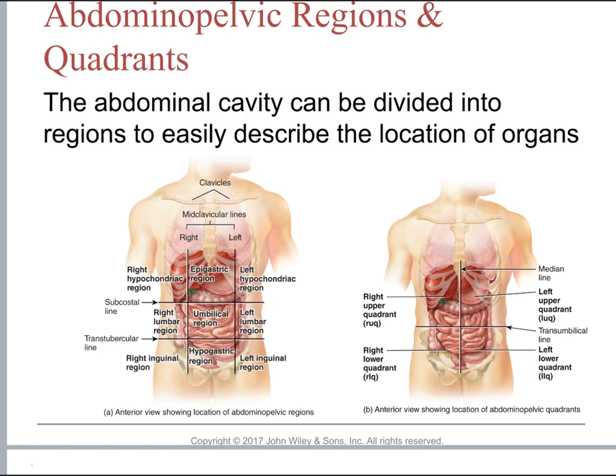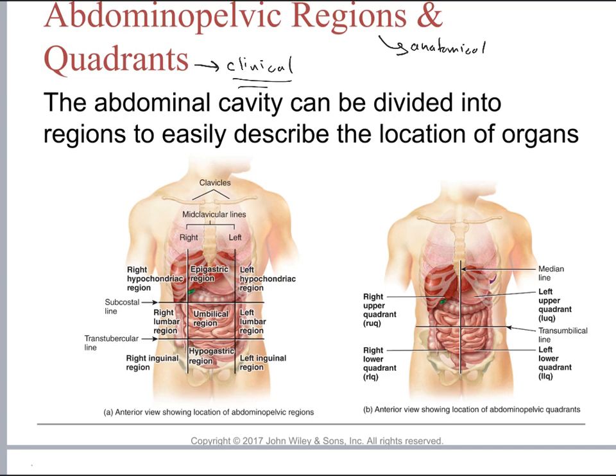Next, we look at divisions of the abdominopelvic cavity. We're going to use regions and quadrants. Now, regions are going to be our anatomical divisions, so let's write this out for you. Anatomical divisions, whereas quadrants are going to be our clinical divisions. So in a hospital setting, you are more likely to use quadrants than you would regions.